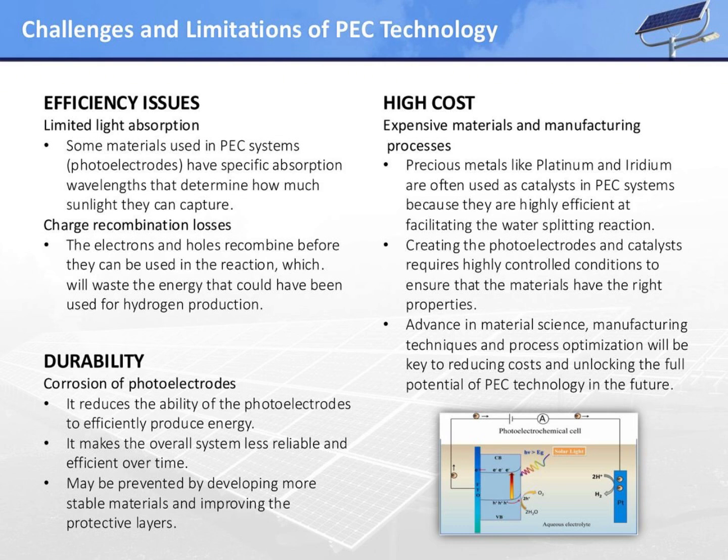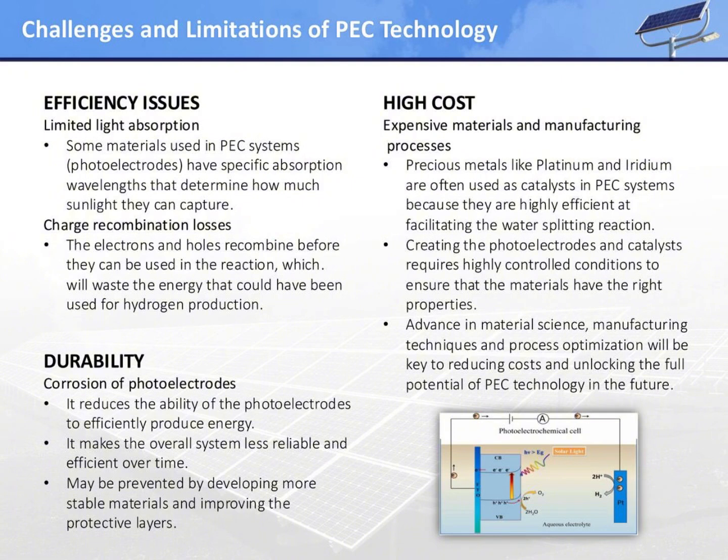Next, the durability. Sometimes the photoelectrodes could be corroded. It may reduce the ability of photoelectrodes to efficiently produce energy, and it makes the overall system less reliable and efficient over time. However, this kind of problem may be prevented by developing more stable materials and improving the protective layers. Lastly, the manufacturing of photoelectrodes or PEC technology requires a high cost.